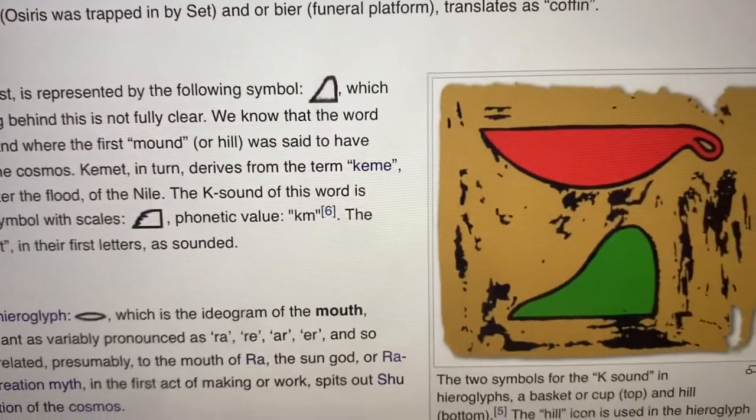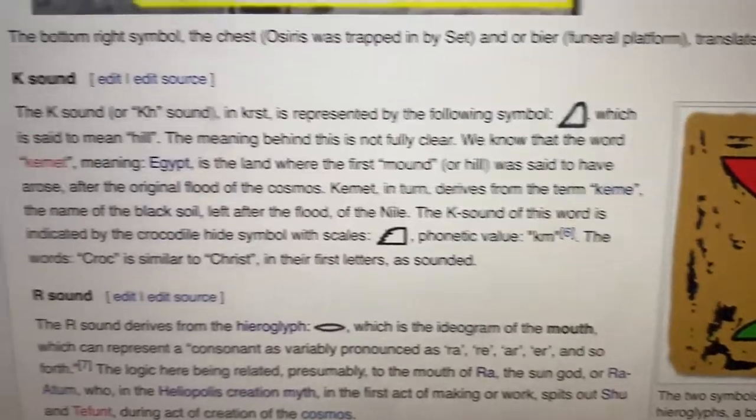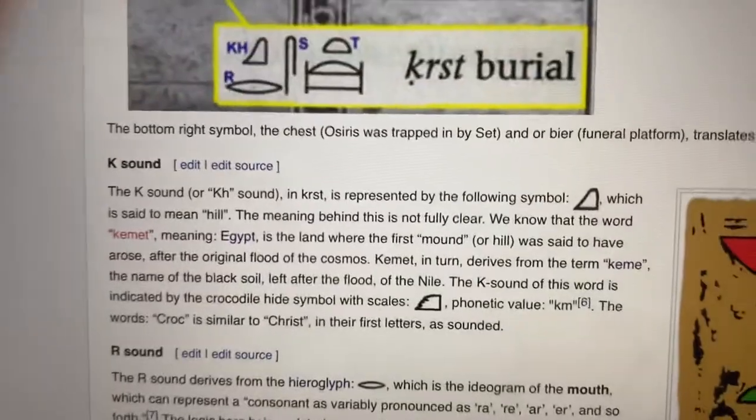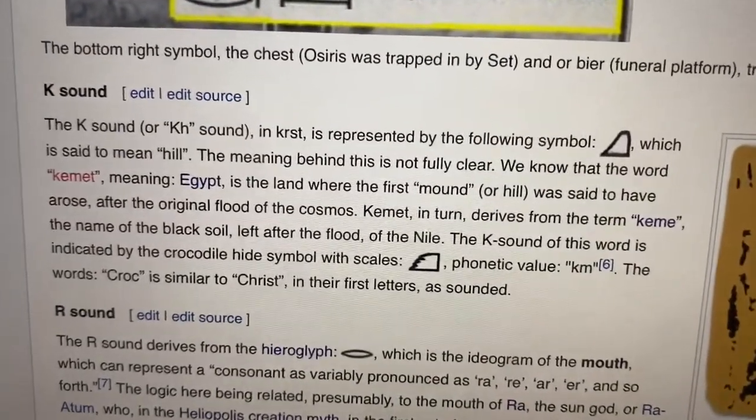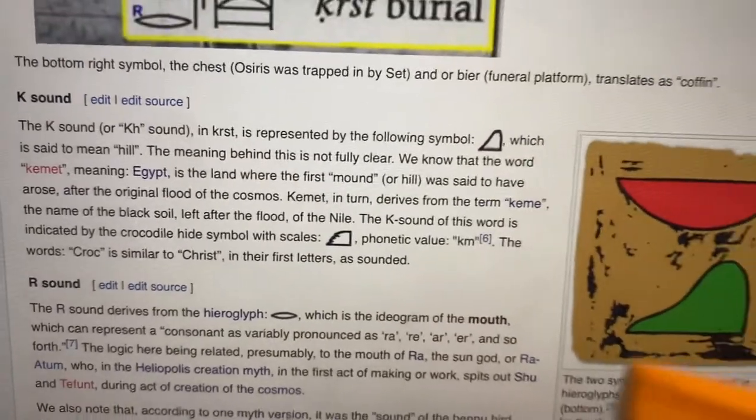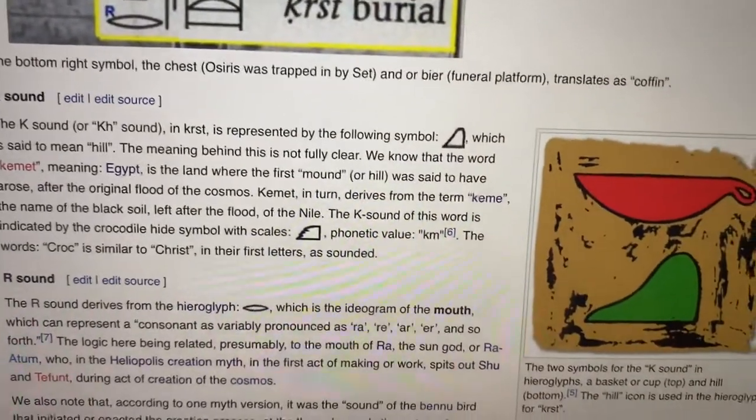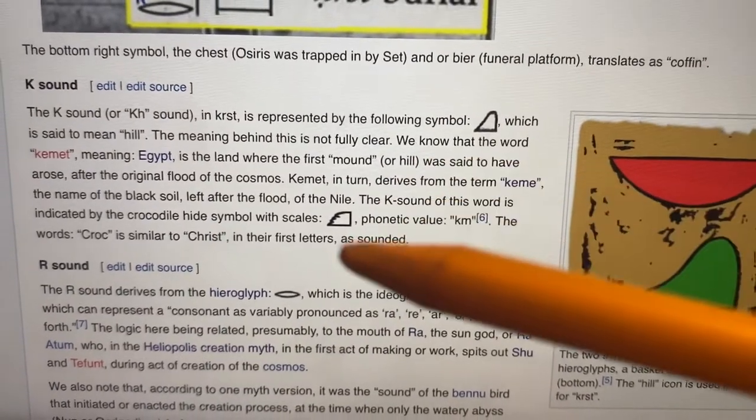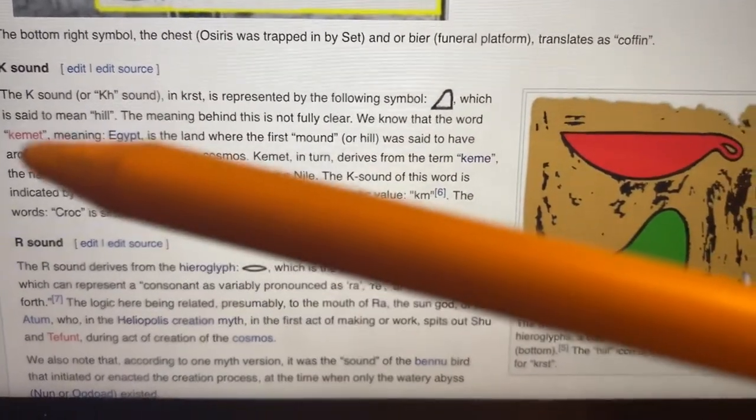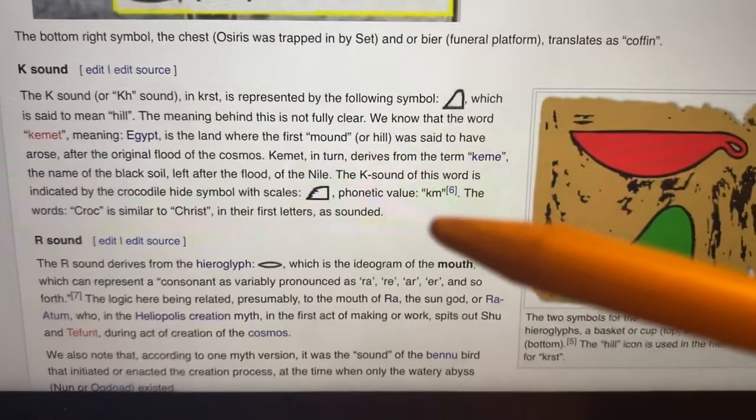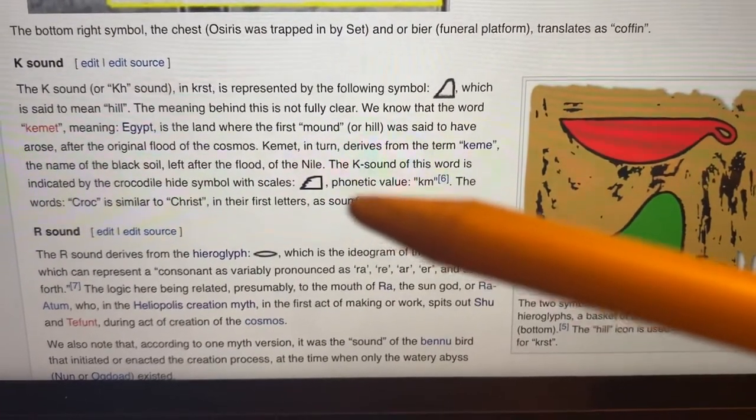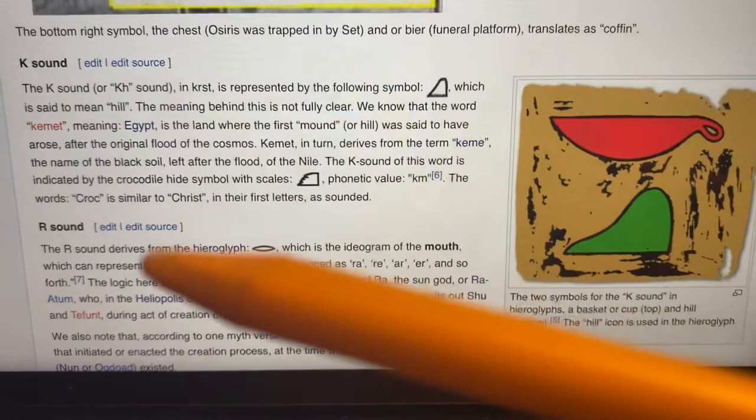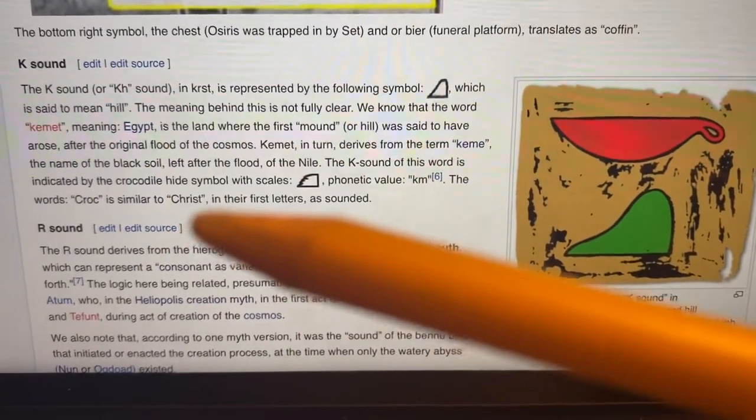Now I note that the word for Egypt originally is Kemet, and Egypt is the first place where the mound originally arose, which supposedly was in Heliopolis. And the hieroglyph for Kemet is the crocodile scale. And of course we know croc phonetically is similar to Christ.